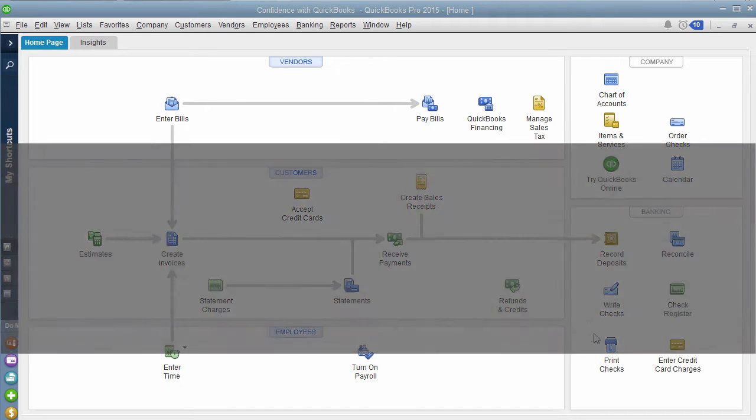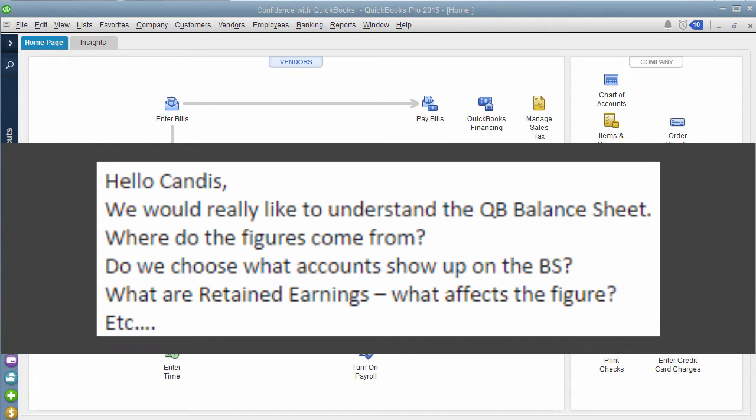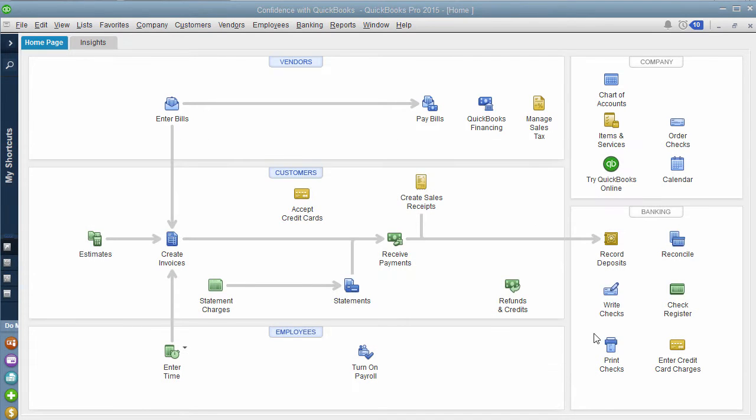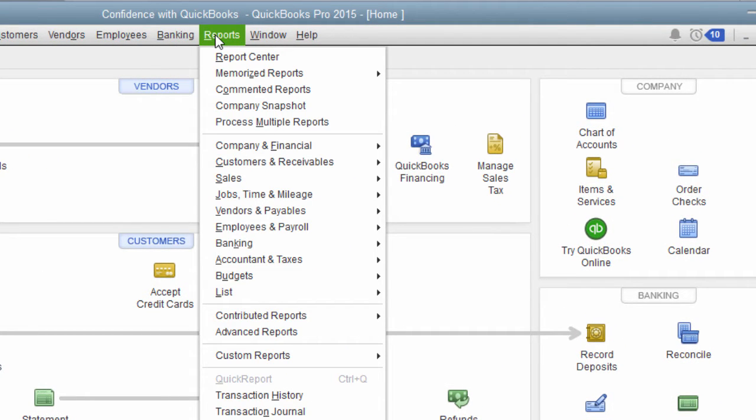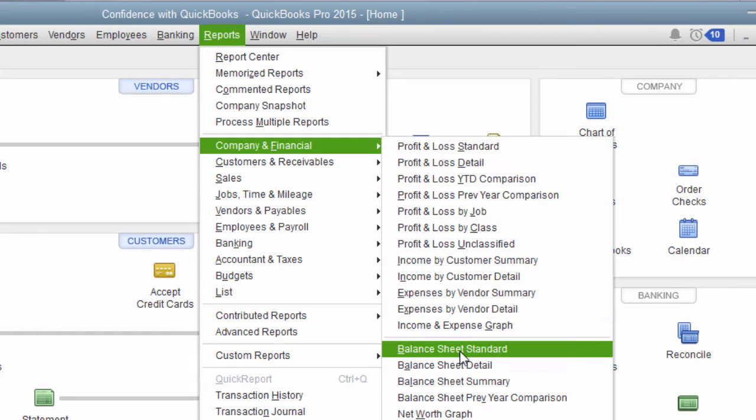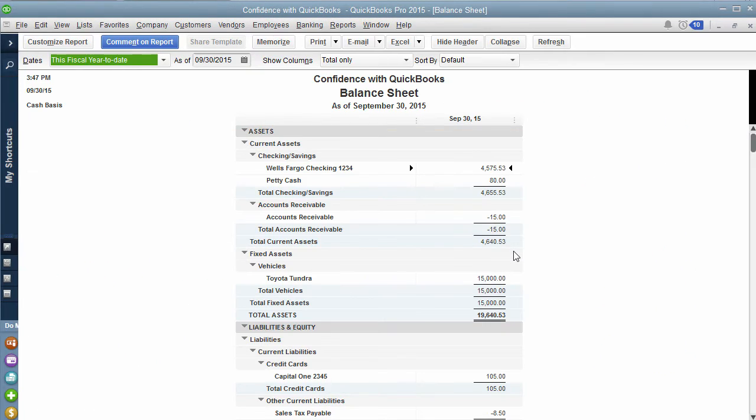So the main question is, we would really like to understand the balance sheet and where the figures come from, and do we choose what accounts show up on the balance sheet, and what are retained earnings. So let's start with one of these questions at a time. Let's go in and pull up the balance sheet. If you go into reports, company and financial, balance sheet standard, the first question really was, where do the numbers come from? So let's start over again.